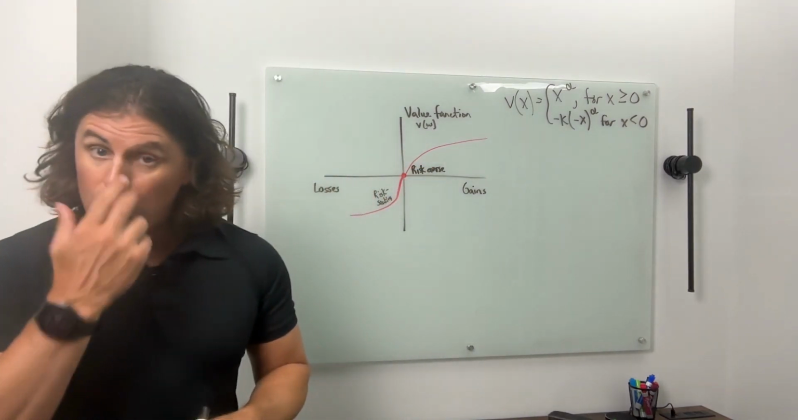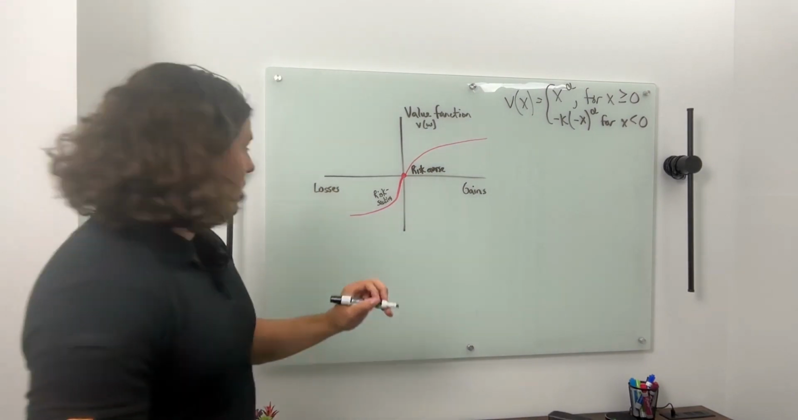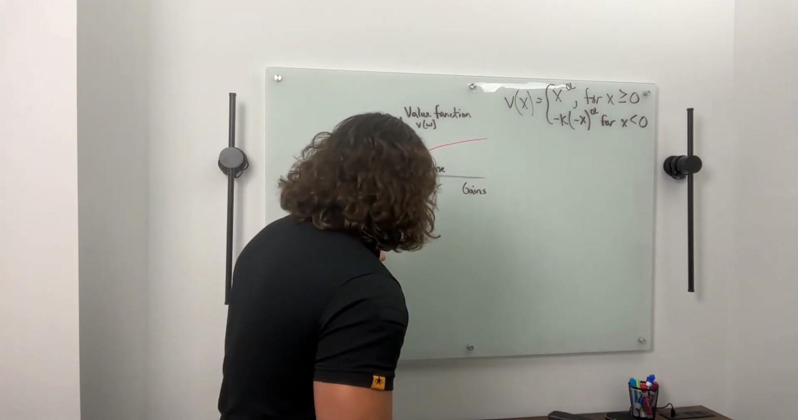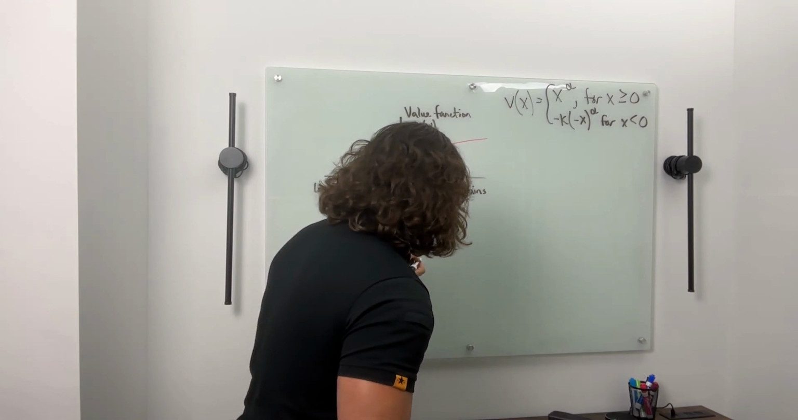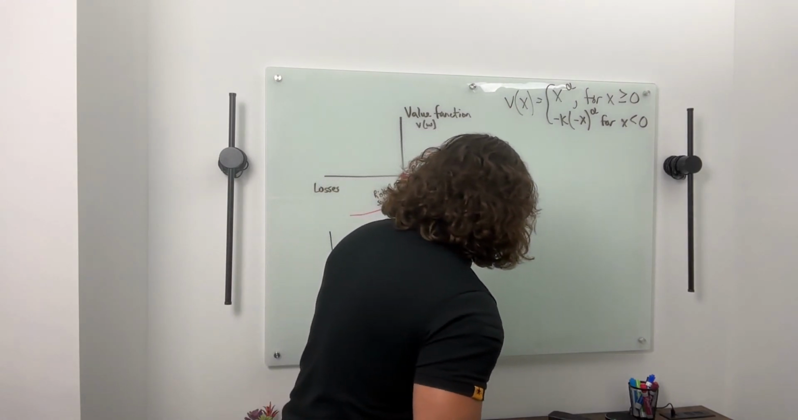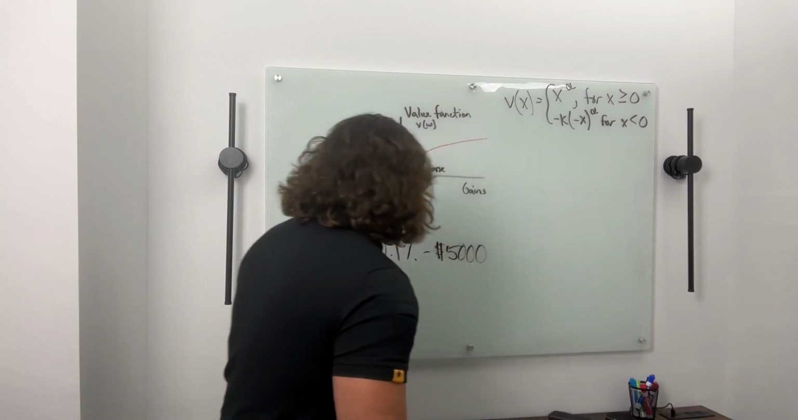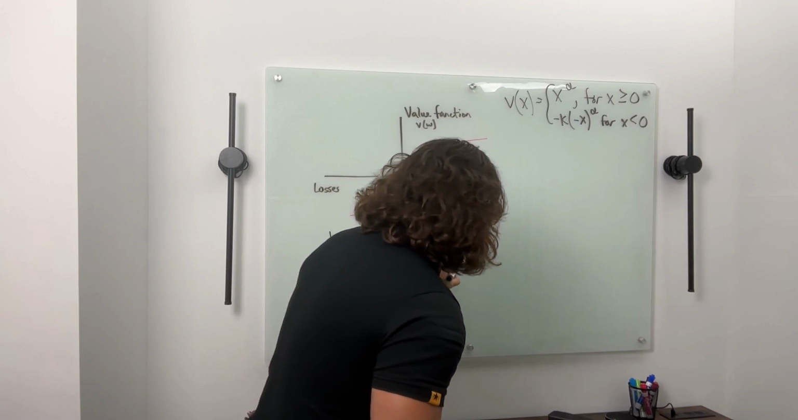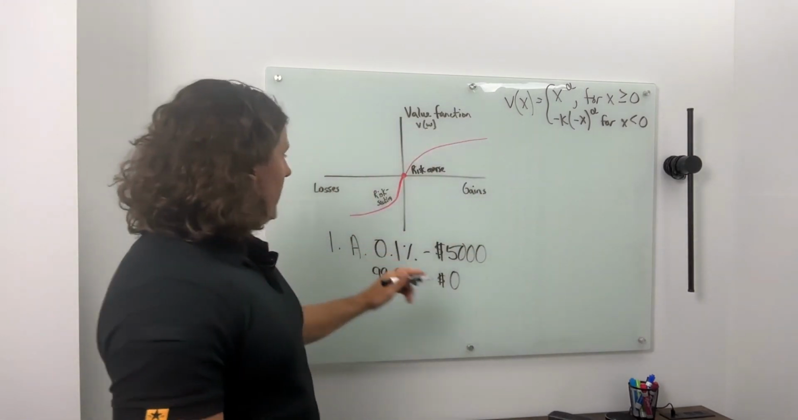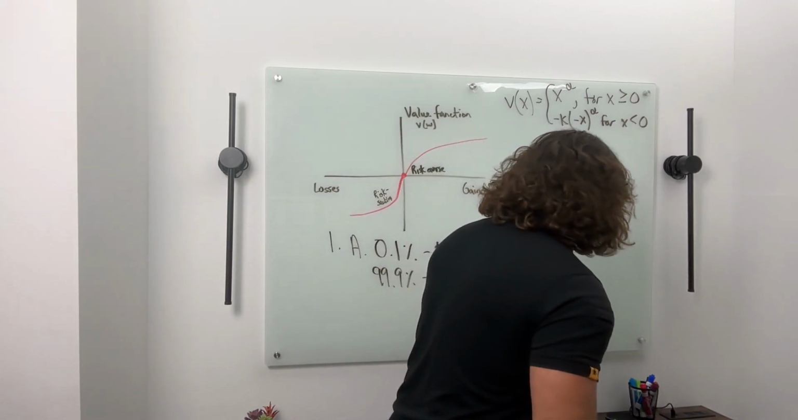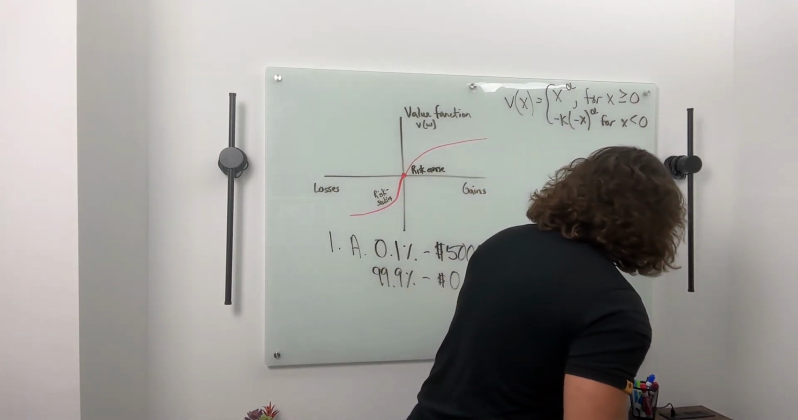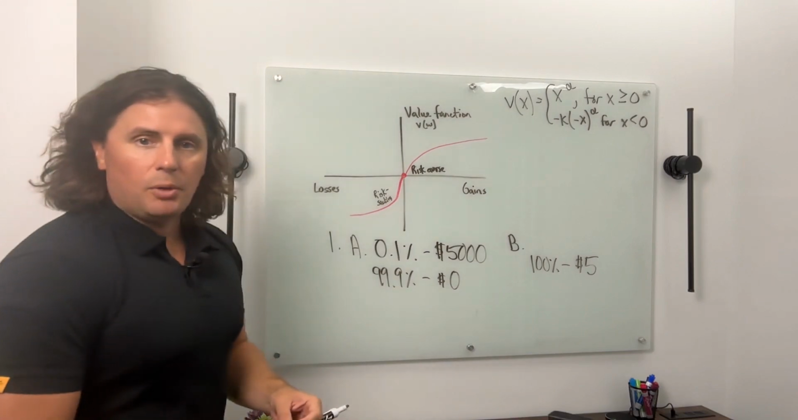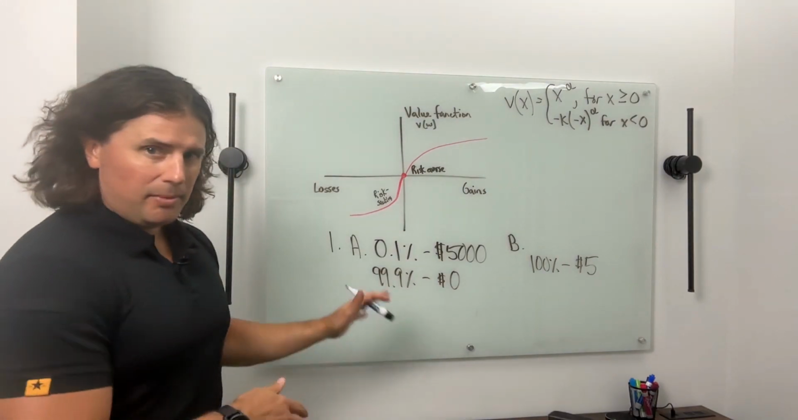So now let's take a look at two more decisions. First decision: option A, you've got a 0.1% chance of winning $5,000, and you have a 99.9% chance of nothing. Otherwise, you can take option B, which will guarantee you $5. So go ahead and make your choice. Which one sounds better to you from an expected value standpoint?